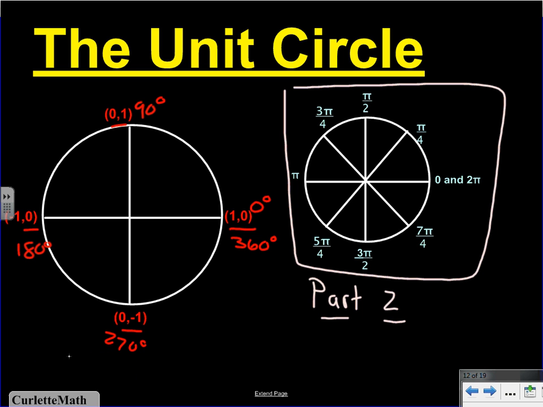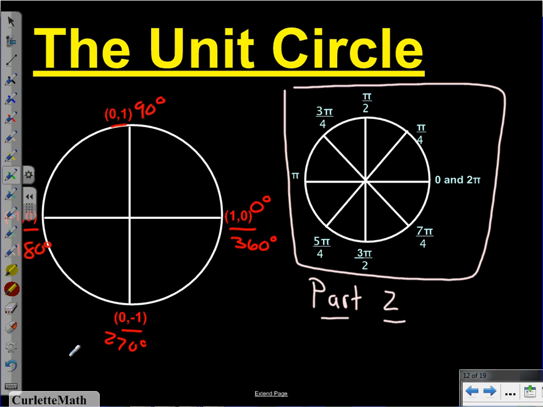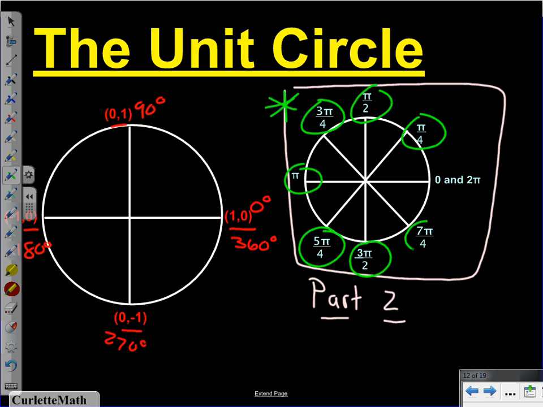All right, now we're going to look at part 2 of the unit circle. So we're going to go over here and look at finding our radian measures. We're going to figure out how we make these measures going around the unit circle that have these pi's with them. The reason there's a pi with it is because it talks about the circumference of the circle, and the circumference of the circle is 2 pi r.